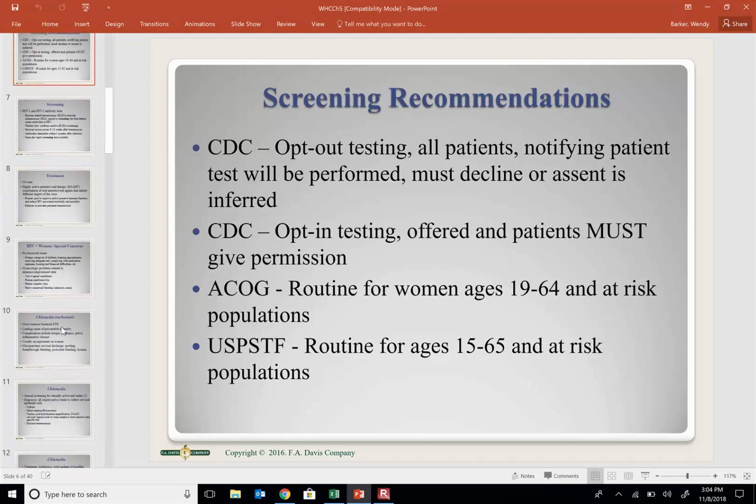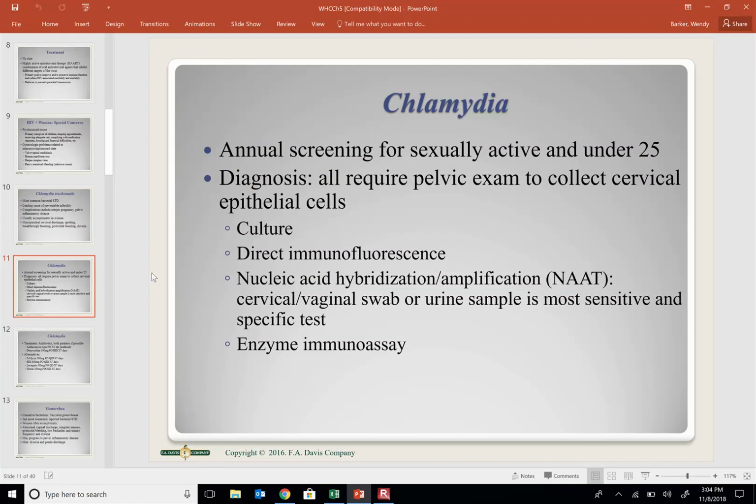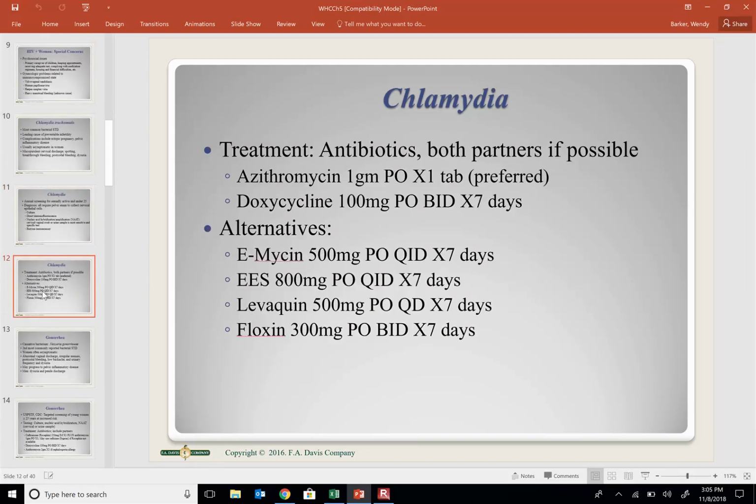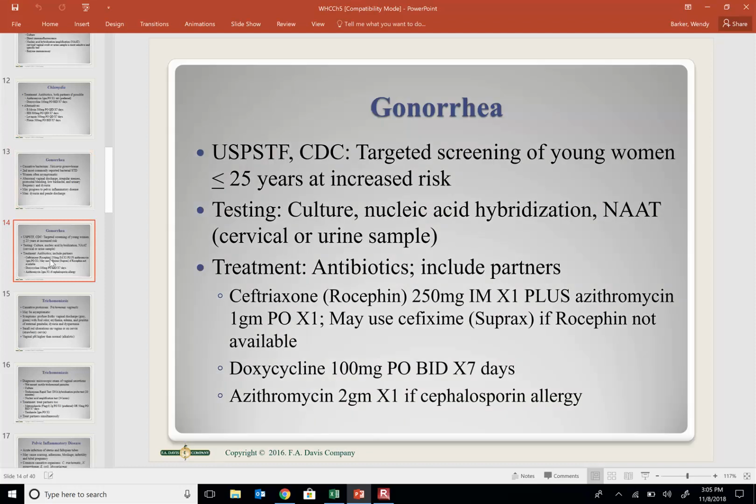let's see. Chlamydia infection, very common. I want you to know about chlamydia infection, what the signs and symptoms are, and then what the treatment is. Okay, and what the treatment is. You don't have to know all the alternatives, but what is the preferred treatment, which is azithromycin. Okay, gonorrhea. I want you to know the signs and symptoms of gonorrhea and what the basic treatment is for that.